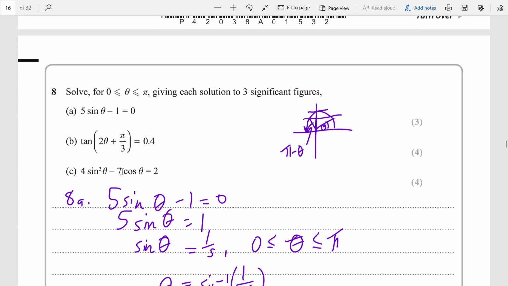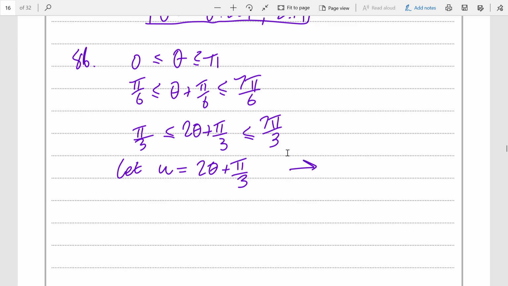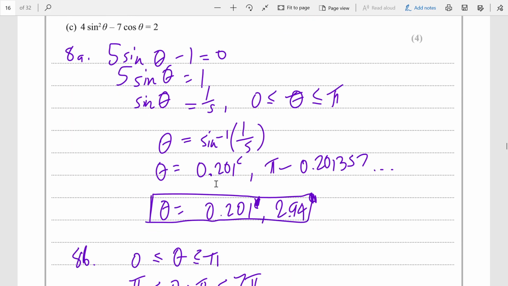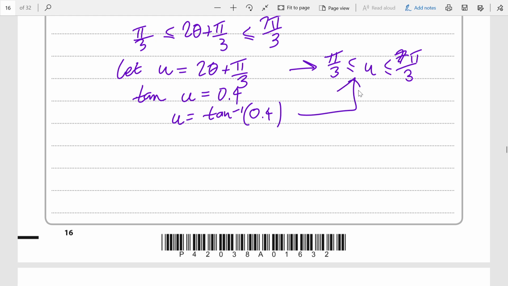Then you would get tan u is equal to 0.4. And also this would lead to the detail that pi over 3 would be less than or equal to u, which would be less than or equal to 7 pi over 3. And of course, this being u, it would just be tan u is 0.4. And obviously the next step is to use the inverse tangent, so u would be equal to tan negative 1 of 0.4 for this interval.